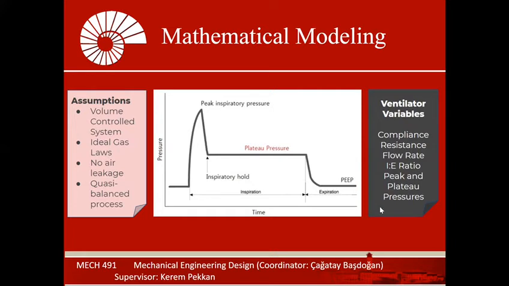We have 3 assumptions. We assume that air follows the ideal gas laws, there is no air leakage in the system, and it follows a quasi-equilibrium dynamic process. Thus, all calculations are made accordingly. Critical in the model are the airway pressures, which are peak and plateau. Peak pressure is the pressure generated by the ventilator to overcome airway resistance, whereas plateau pressure is the pressure that is essentially left over in the lung after the tidal volume has been delivered.